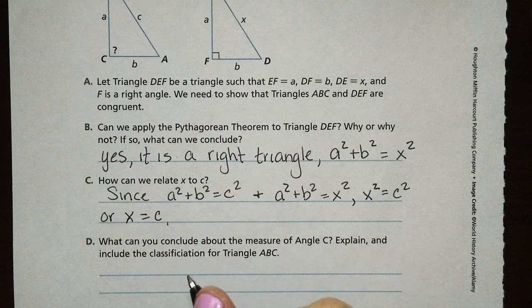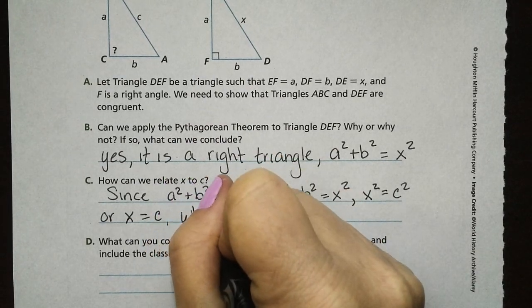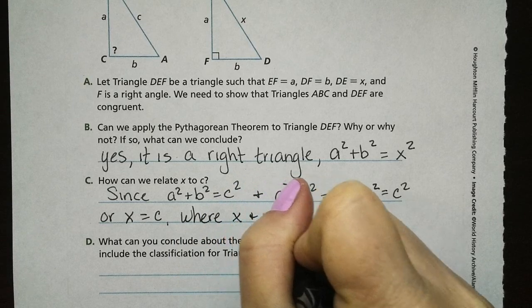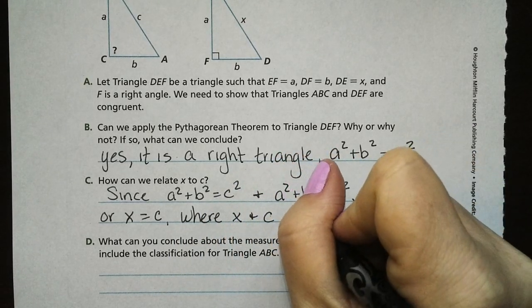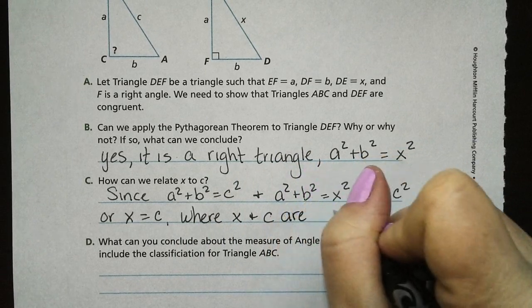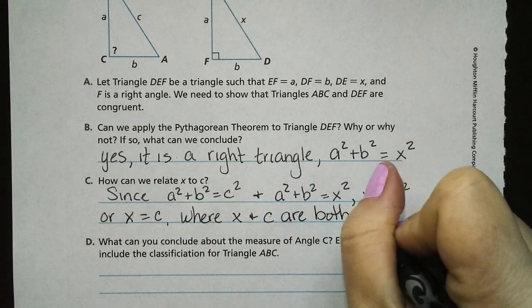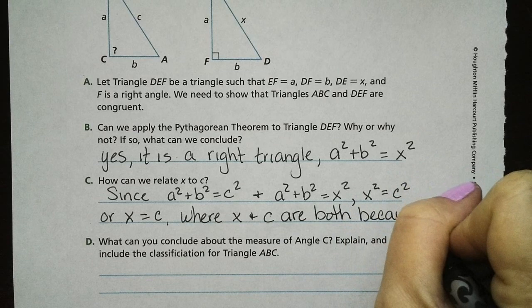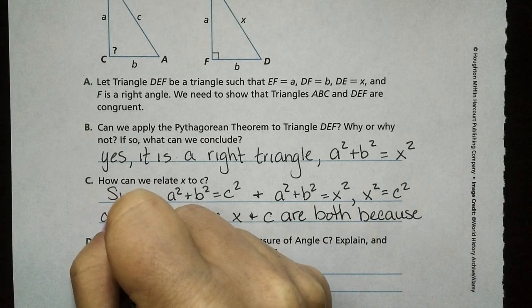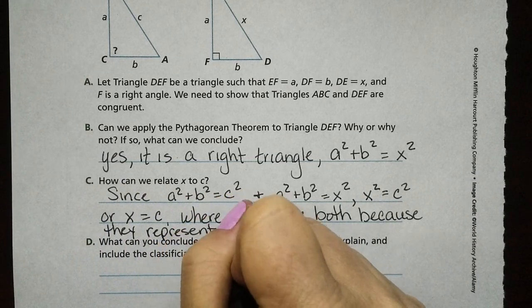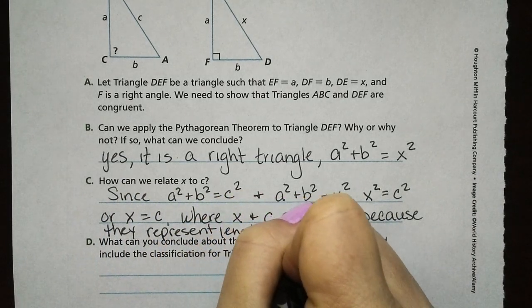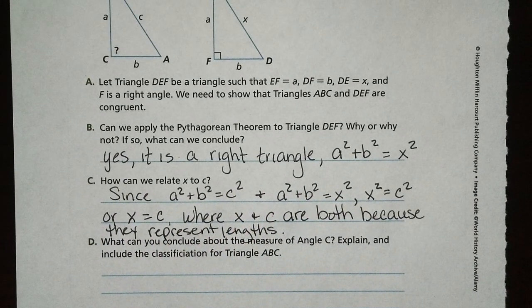We just need to specify that X and C are both positive because they represent lengths. So you can't have a negative side length. That's all that's saying.